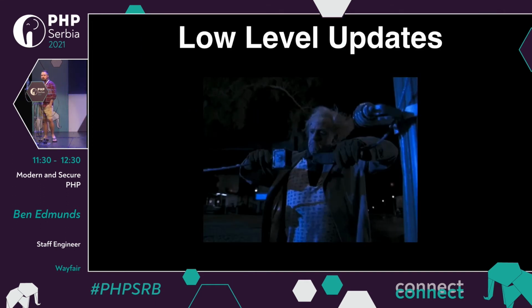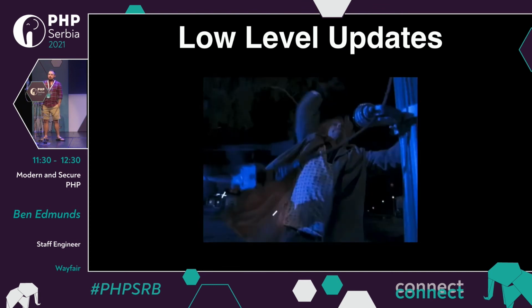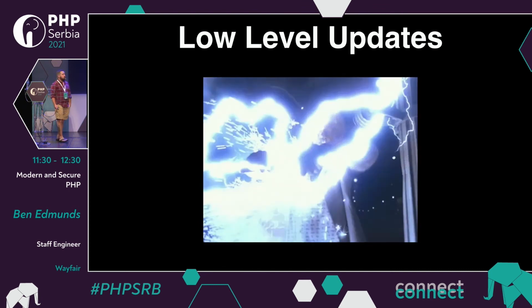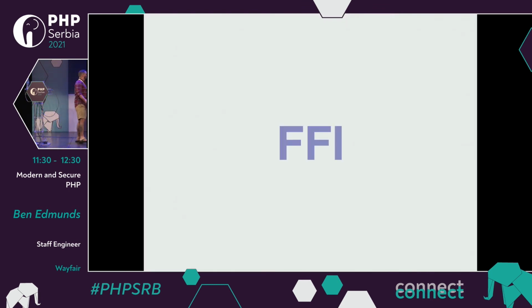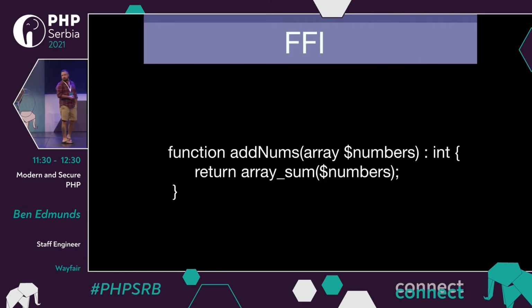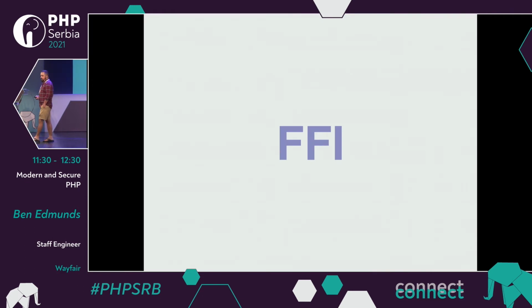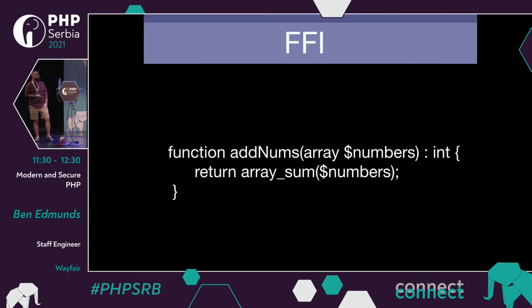We also have some low-level updates to PHP. FFI is pretty cool. It's the foreign function interface. It was introduced in PHP 7.4. It allows us to use C code directly without needing to compile extensions or jump through any hoops that you used to have to. You can now just directly in your code give access to C.